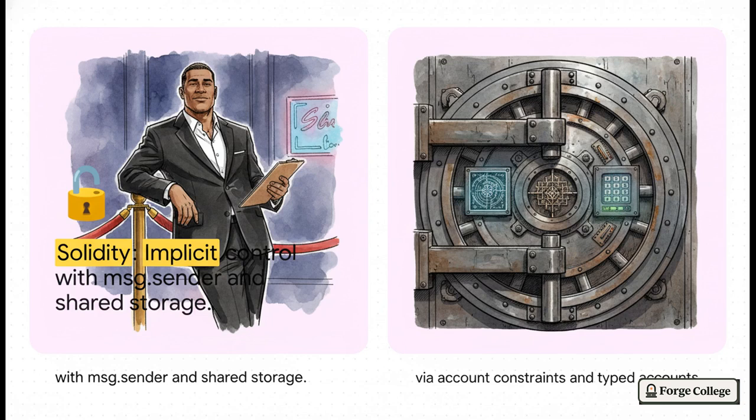It's actually kind of funny when you compare them. Solidity is like a nightclub bouncer just glancing at people and guessing the guest list based on who walked through the door. But Anchor is like a high-security vault that demands a cryptographic VIP pass before you even step foot on the property.